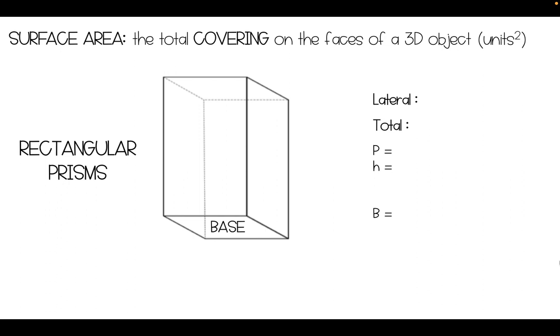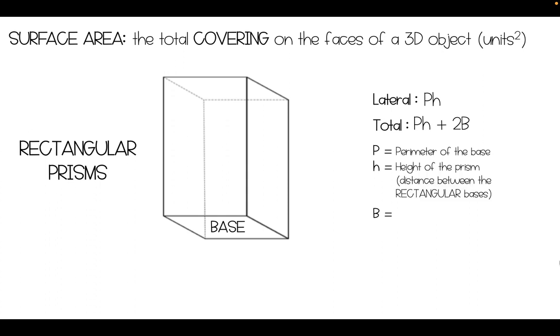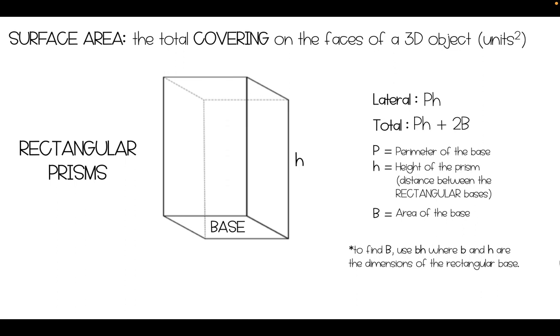And so then we're going to fill in our formulas. So we have lateral, which is pH. So these should look familiar because these are the same formulas that we just did. We then have total, which is pH plus 2b. P is perimeter of the base. H is the height of the prism. So this time it's between the rectangular bases, which is right here. And then big B is the area of the base. So with this one, b and h are the dimensions of the regular base. So the length of the base times the height of the base.